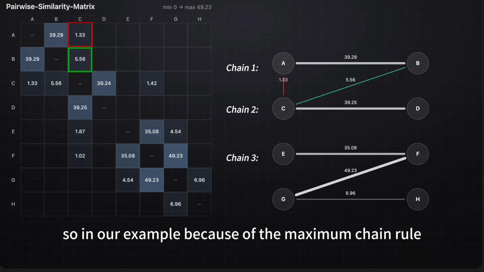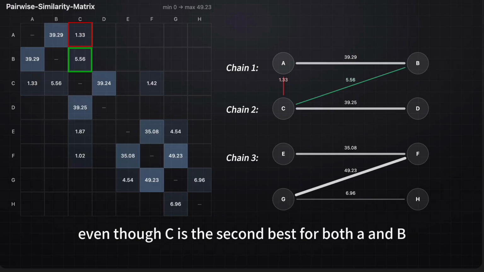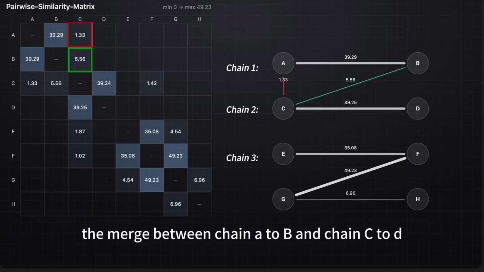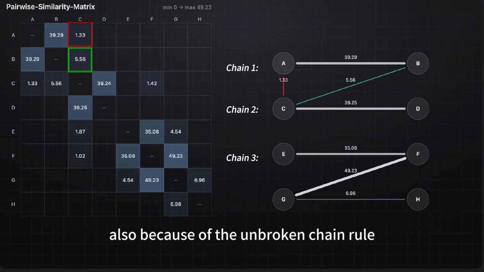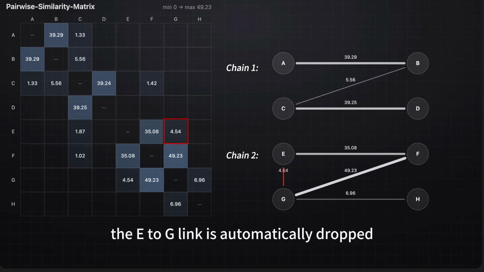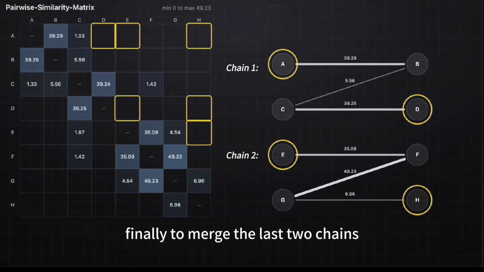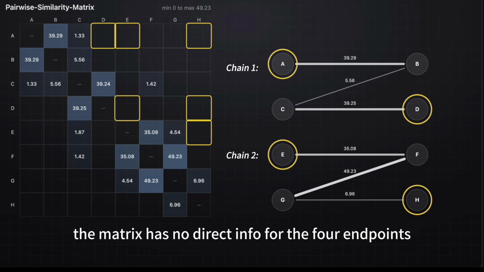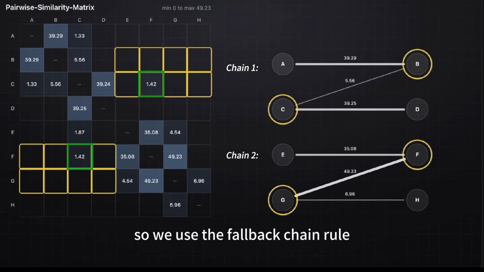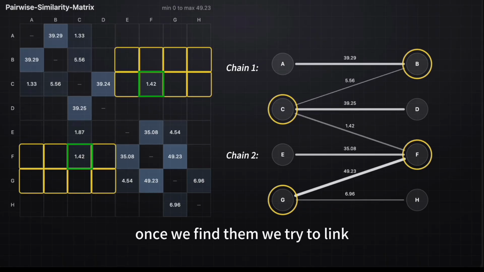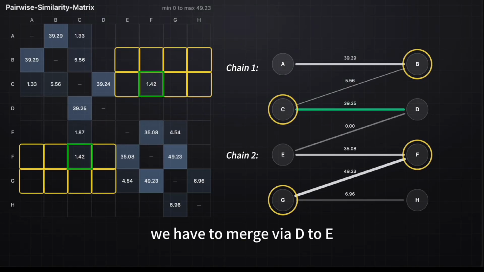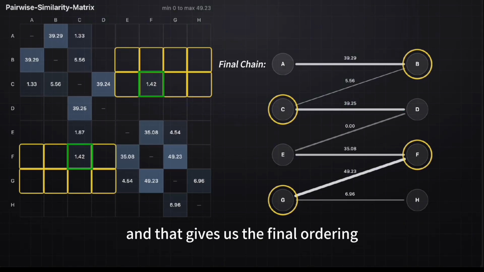So in our example, because of the maximum chain rule, even though C is the second best for both A and B, the merge between chain A to B and chain C to D happens at B to C. Also, because of the unbroken chain rule, the E to G link is automatically dropped. Finally, to merge the last 2 chains, the matrix has no direct info for the 4 endpoints, so we use the fallback chain rule to look for related entries. Once we find them, we try to link, but due to the unbroken chain rule, C and F can't link directly. We have to merge via D to E, which are the closest endpoints, and that gives us the final ordering.